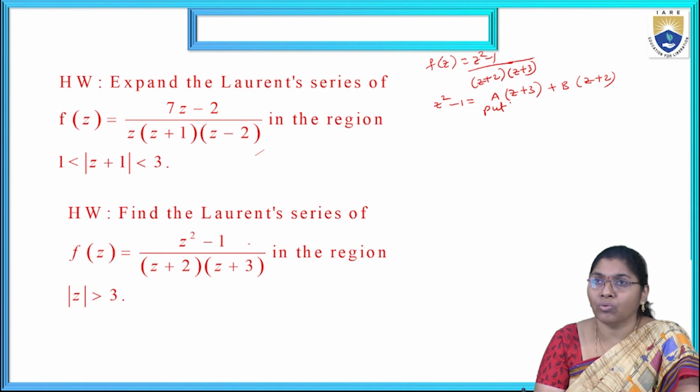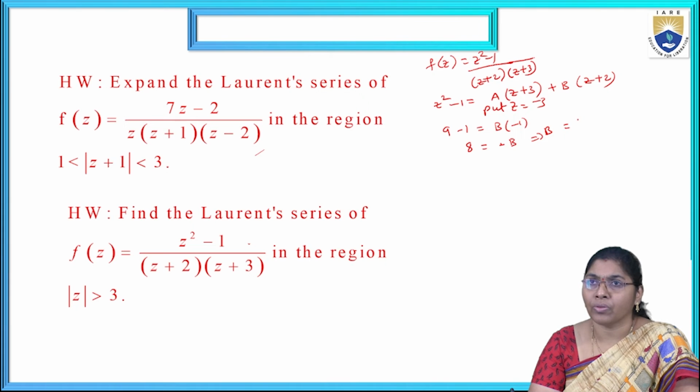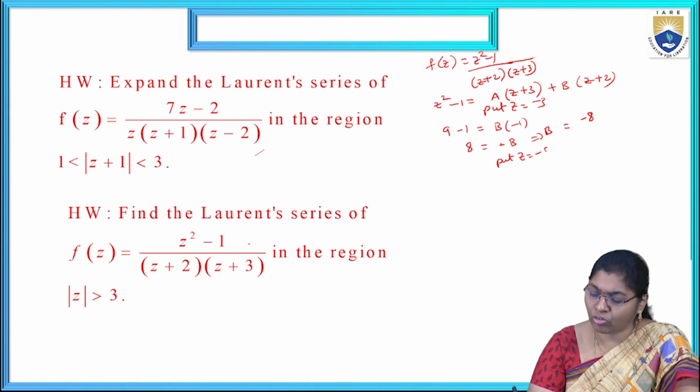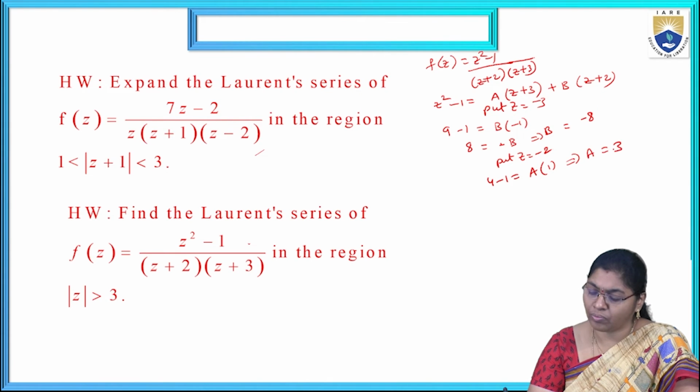Now put z equal to minus 3. In this condition, (-3)² is 9, minus 1 equals, this A term is 0, that means B(-3+2). This is 8, 8 equals minus B, that implies B equals minus 8. B completed. Now put z equal to minus 2. (-2)² means 4, 4 minus 1 equals A(-2+3), which is 1. This part is 0. That means A equals 3.